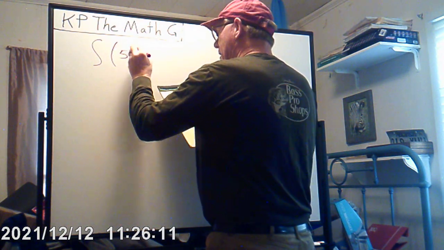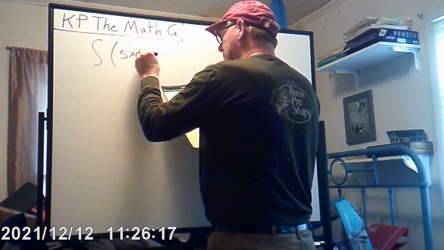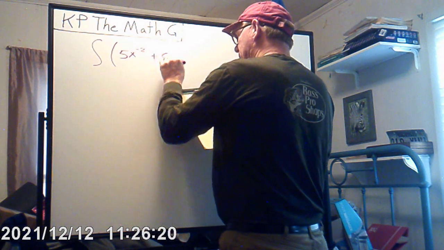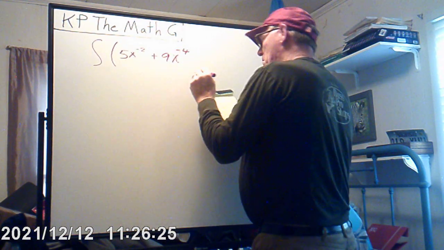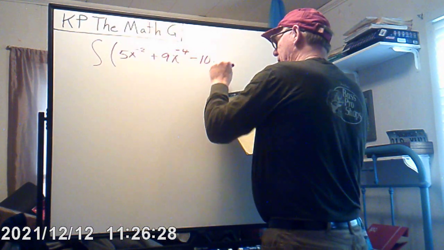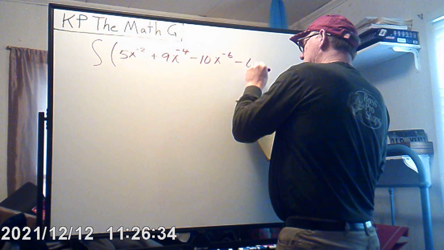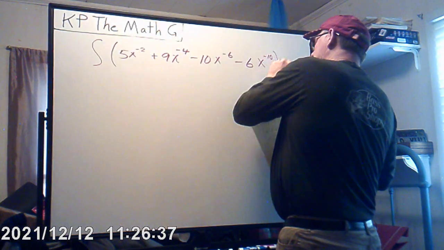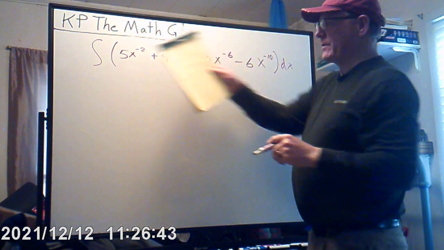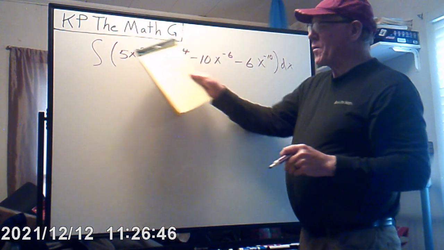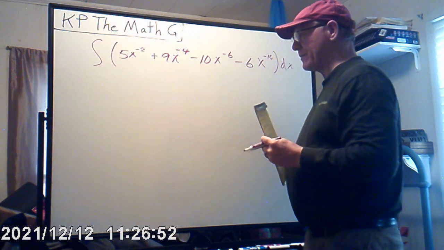Alright, 5x to the negative 2. I've got to recopy my problem down again. Plus 9x to the negative 4, minus 10x to the negative 6, minus 6x to the negative 10 dx. Alright, there it is. You want to put this in parentheses. You're treating this as one unit. Put the whole thing in parentheses here, then put your dx on the outside.